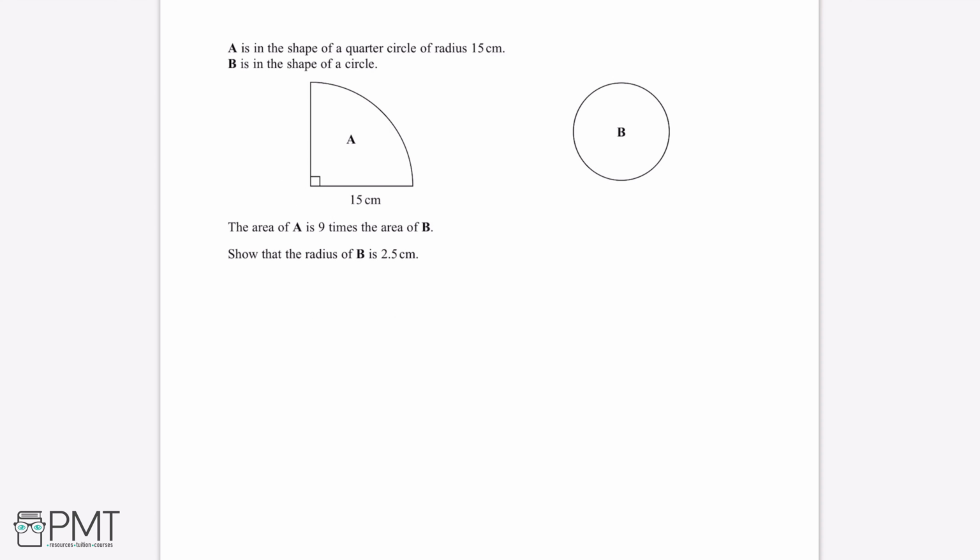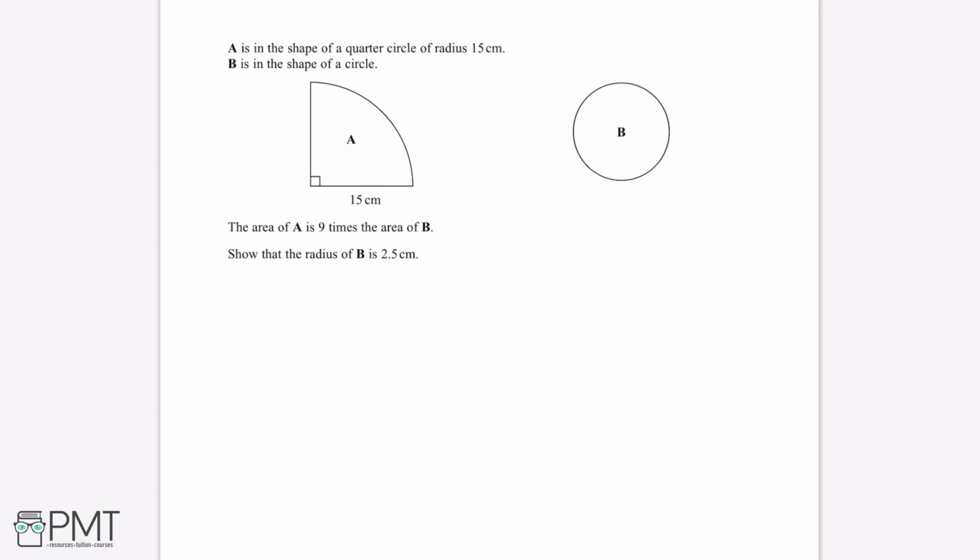A is the shape of a quarter circle of radius 15 centimetres. B is in the shape of a circle. The area of A is 9 times the area of B. Show that the radius of B is 2.5 centimetres.